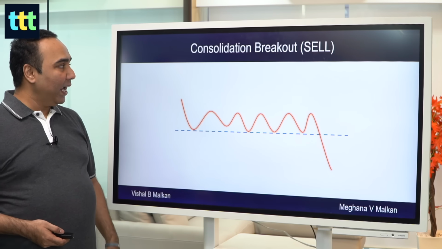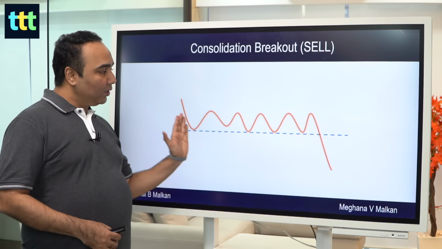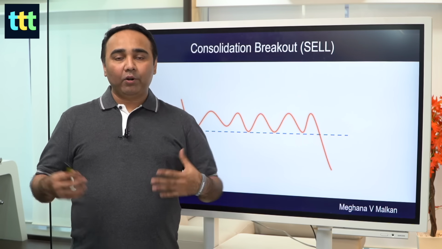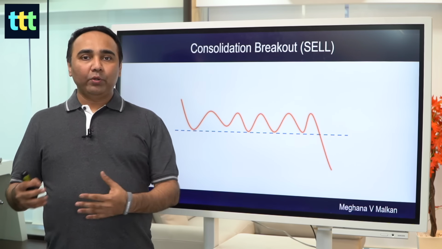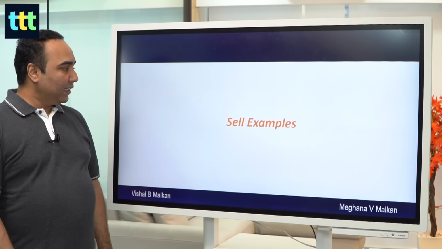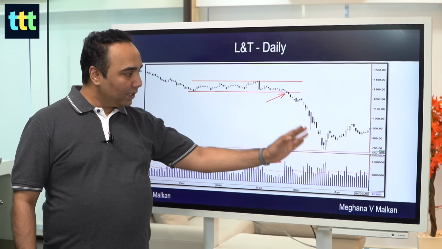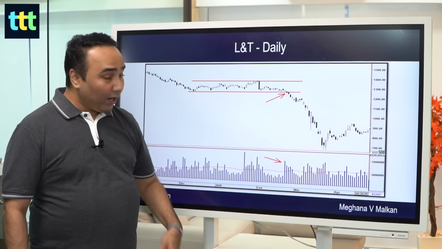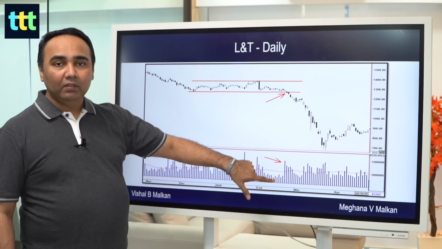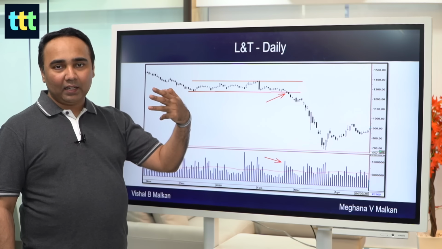So let's now go and check out the downside breakout. This consolidating and breaks down. So what are you going to do about that? You're going to go short, or you can buy puts, right? So let's check sell examples. Sideways and bam, goes down like a rocket. And look at the volume. Price, pattern, volume. Three things are confirming each other.